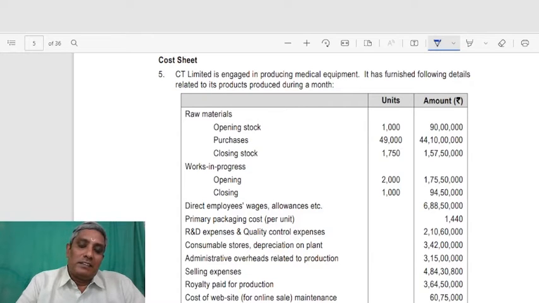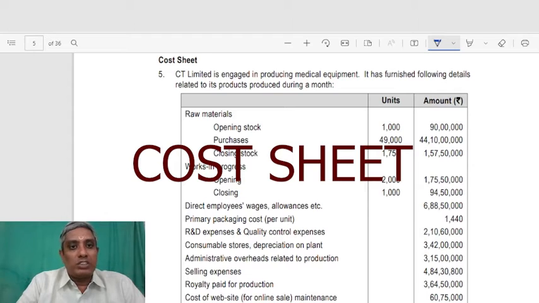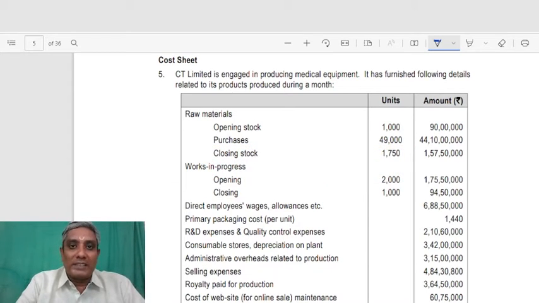In this lecture, let us see the CA Intermediate RTP Cost and Management Accounting cost sheet question. Now let us go through the question. CT Limited is engaged in producing medical equipment. They have given the raw material data, units as well as amount. So direct material consumed is what we record in our cost sheet. You should remember the cost sheet format very well.